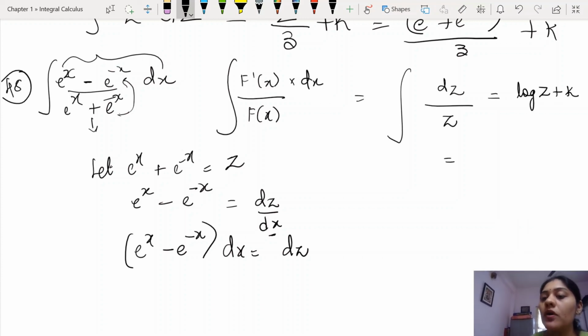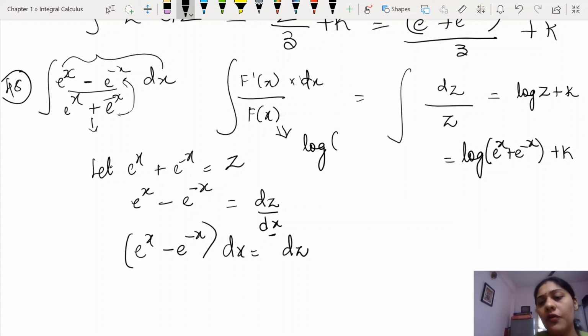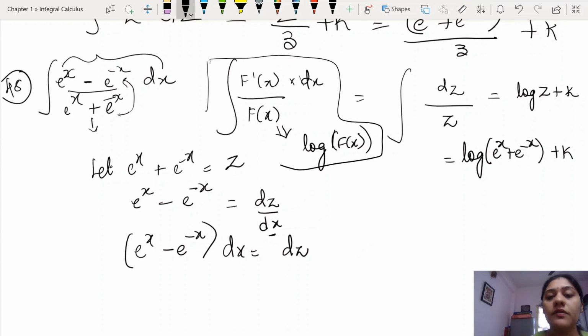And what is my log z? Log of z is nothing but log of e power x plus e power minus x plus k. Now, when the question matches exactly with this format, which we saw in this case, then we can write the answer as log of f of x. This is a formula that all of you can also make a note of. This is a formula which you can use in the examination where the question exactly matches. But very rarely the question would exactly match with this format. So that is why I have shown you how to do it by substitution also.